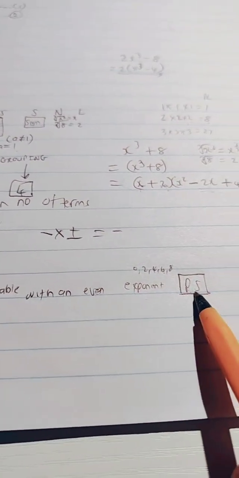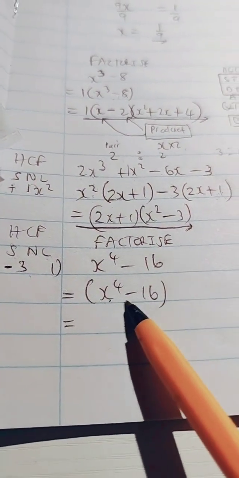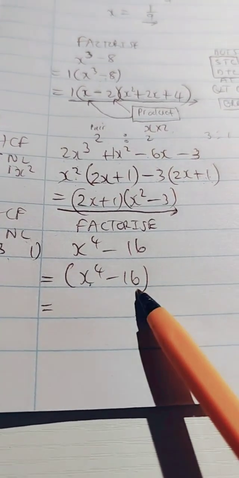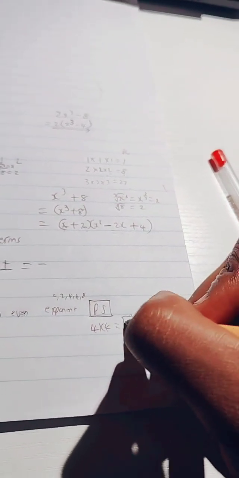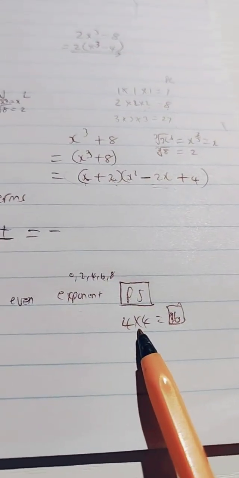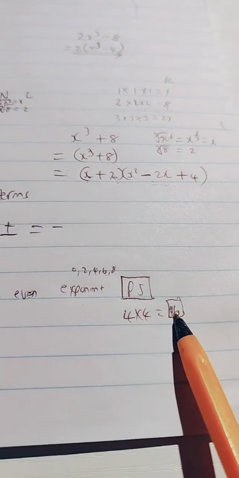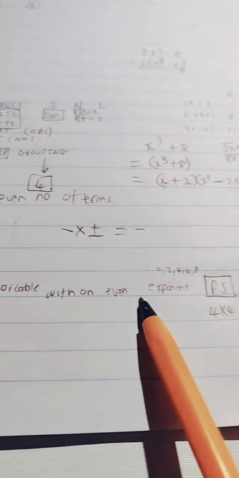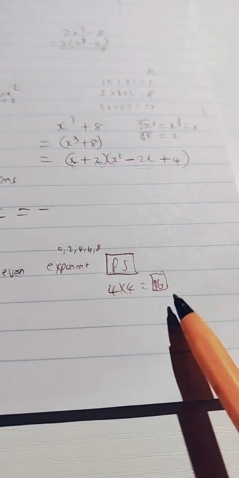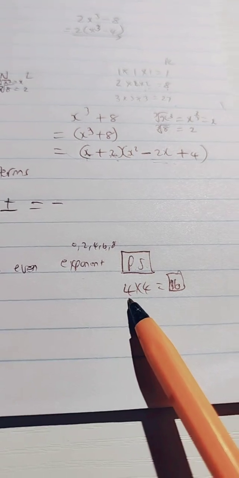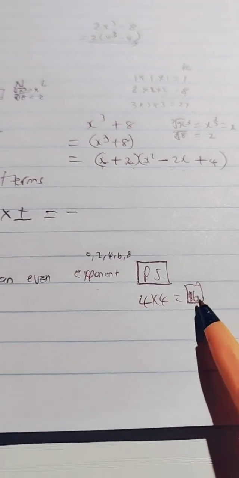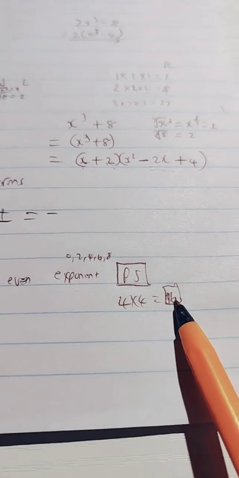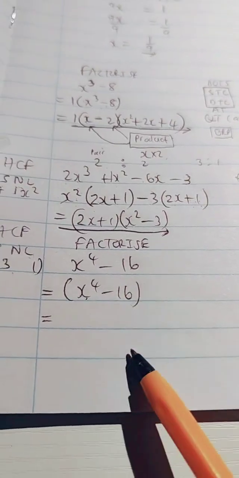Any variable with an even exponent is a perfect square. So that's why we say this is a difference. X to the power 4 is a perfect square. 16 is definitely a perfect square. Why? Because any number that is formed by a multiplication of a natural number by itself is a perfect square number. So a perfect square variable is a variable with an even exponent, but a perfect square number is a number formed by multiplying a natural number by itself. For instance, 4 times 4 gives us 16. So therefore 16 is a perfect square number. Does that make sense? I hope it makes sense, guys. So this is a difference of 2 squares.